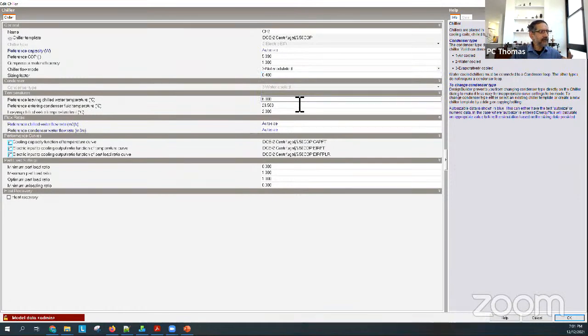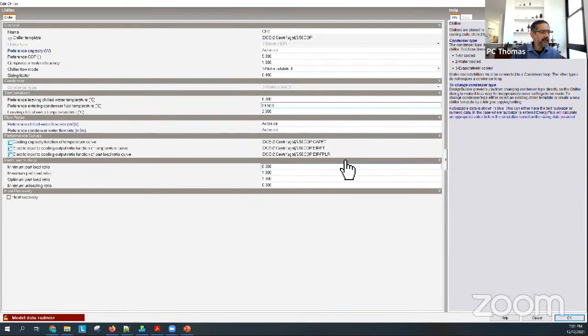Then I've got some temperatures here. Okay, what's the chilled water leaving temperature? 6 degrees centigrade. What is the entering temperature from the cooling tower? 29.5 degrees centigrade. Okay. What's the lowest chilled water that this chiller can provide? I'll put 2 degrees centigrade there. Okay, these are all check figures.